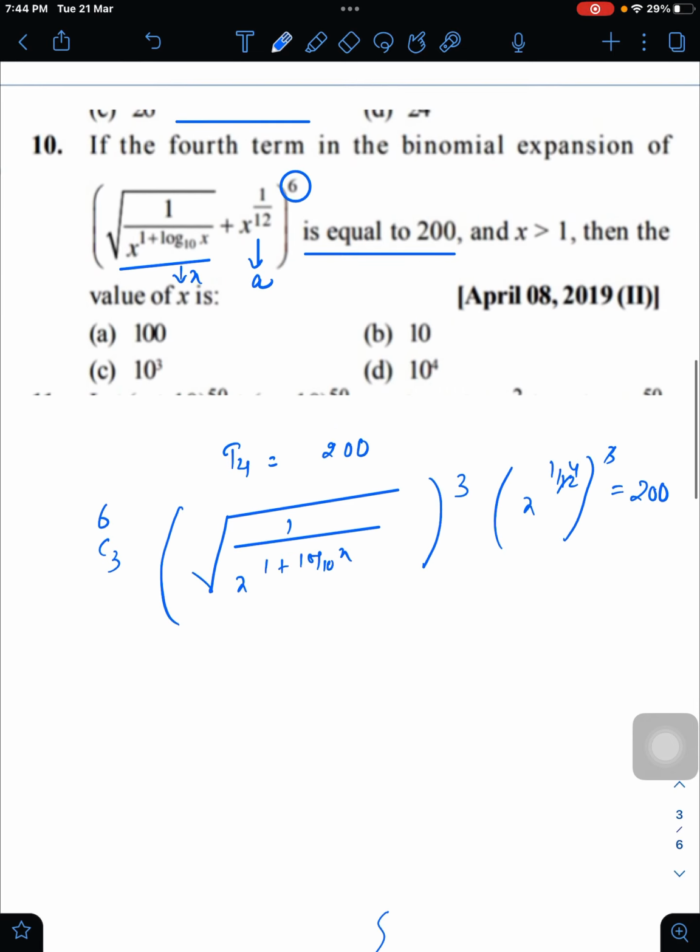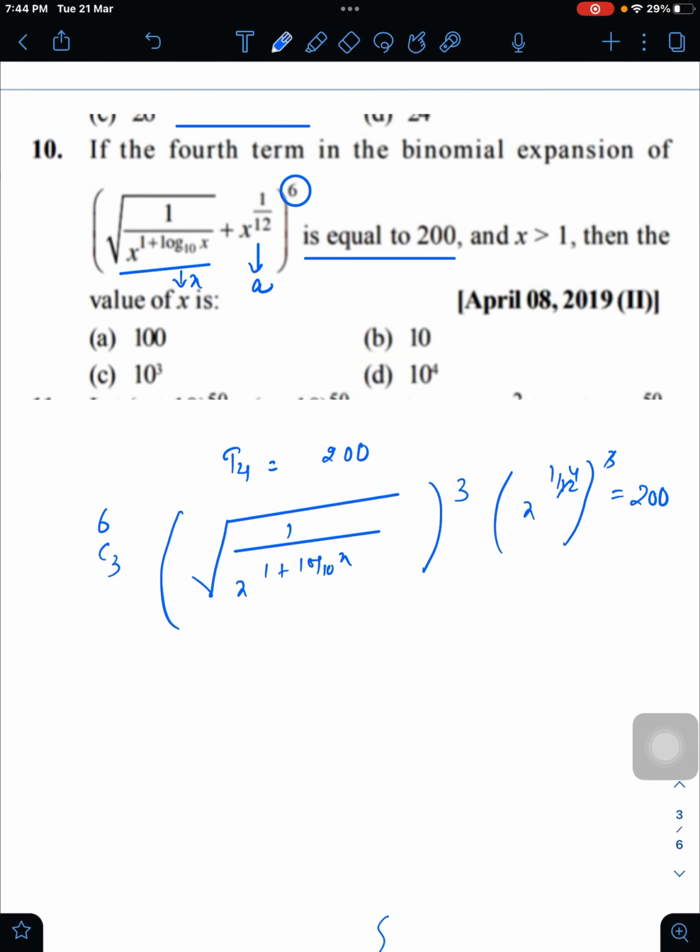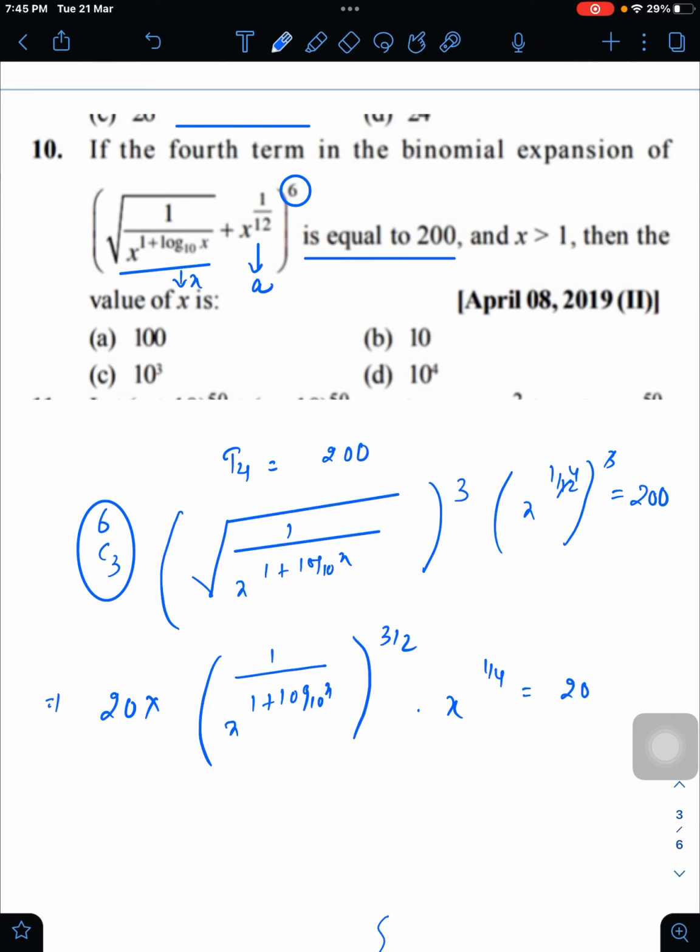Okay, beta. Now what can I write? Look, what is the value of 63? As I have solved in the previous question, we have got 20 into, I can write, 1 by x to the power 1 plus log 10 base x is equal to 3 to the power 3 by 2 into x to the power what, beta? 1 by 4 is equal to 200.